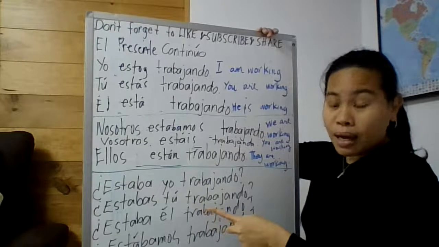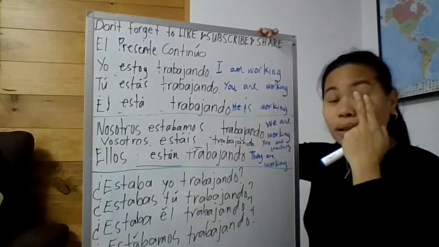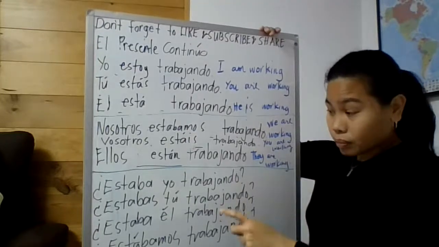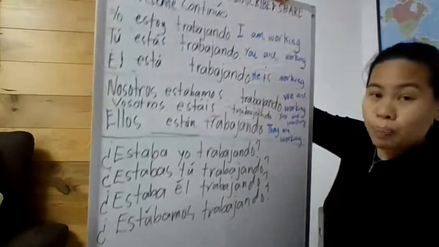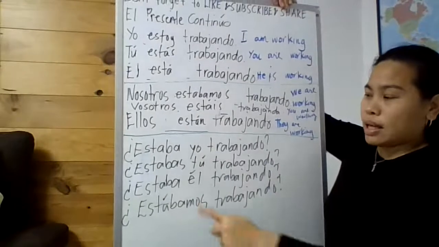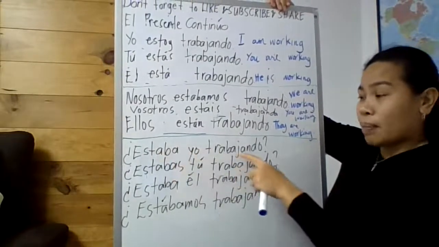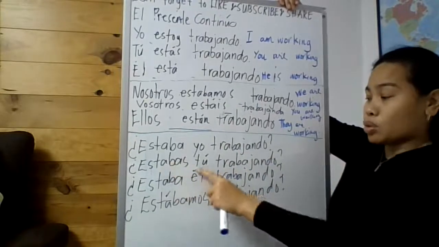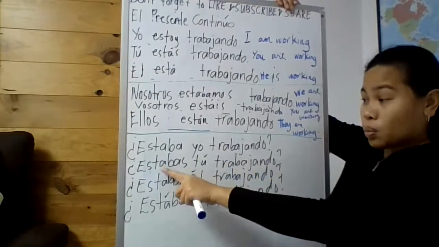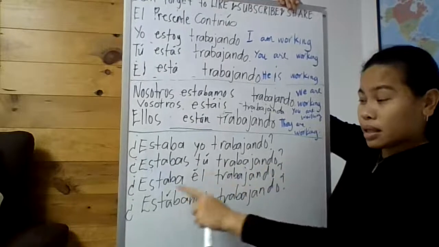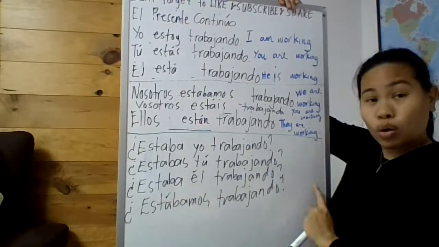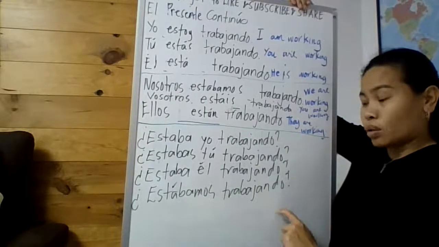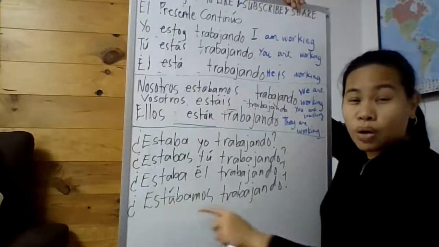So, sa baba, ito yung interrogative form. Question forms. So, ano to? Past to, yung ginamit ko kanina. Estaba yo trabajando. So, that is, was I working? Estabas tú trabajando? Were you working? Estaba él trabajando? Was he working? Estábamos trabajando? Were we working.